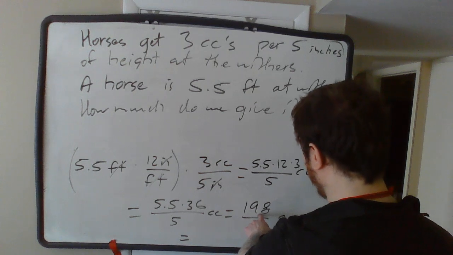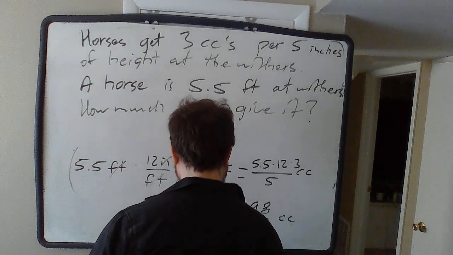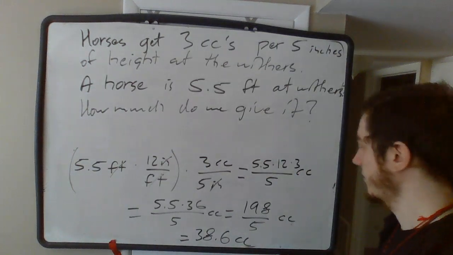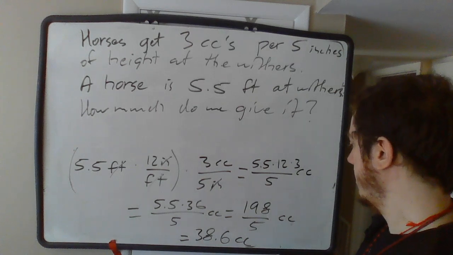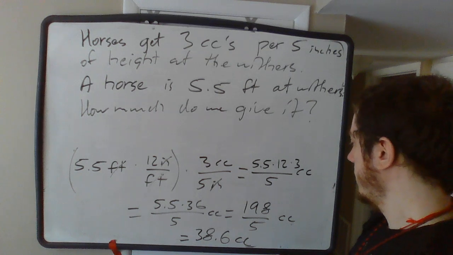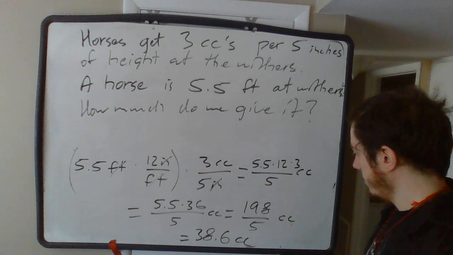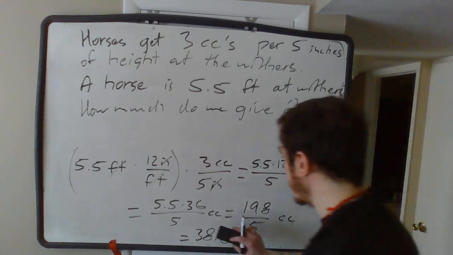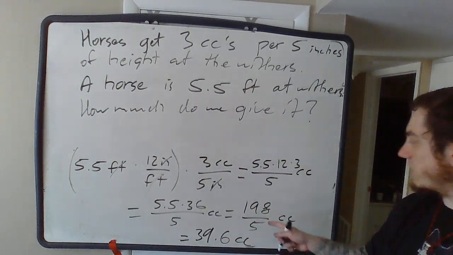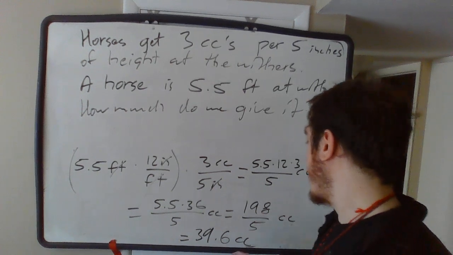Double that, and I'm going to get 38.6 cc's. I'm sorry, 39.6. I did that wrong in my head. I was like, wait, that doesn't quite make sense. 39.6. You double this, 19 doubles to 38, and then the 0.8 doubles to 1.6.